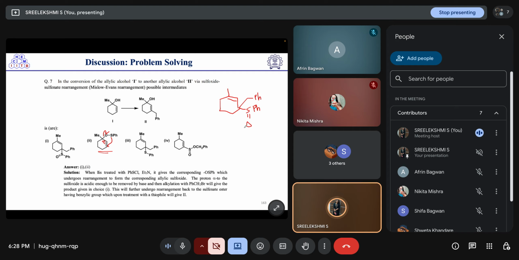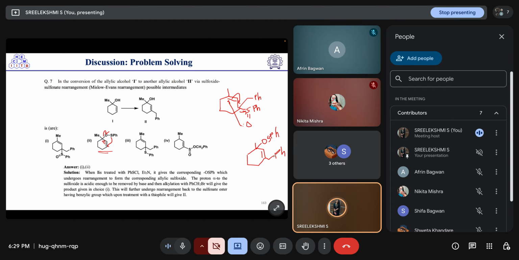Then what can happen? Again this sulfoxide-sulfinate rearrangement can happen because this is an allylic sulfone. So allylic sulfone can undergo the sulfoxide-sulfinate rearrangement. So this oxygen lone pair will attack over this position. This double bond will again come over here and this will be breaking. So that will give rise to this compound. Here methyl group and here OSPh will be there. Double bond will come over this position and here it will be CH2 and Ph.